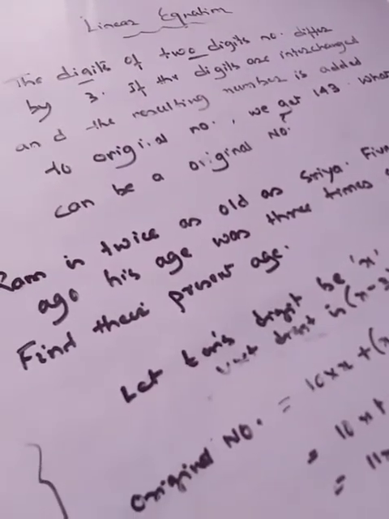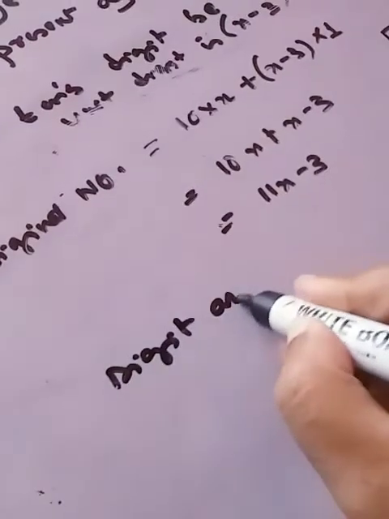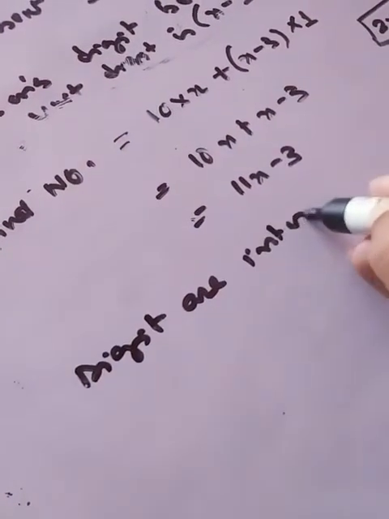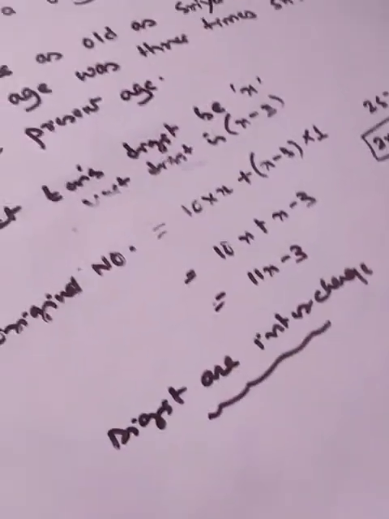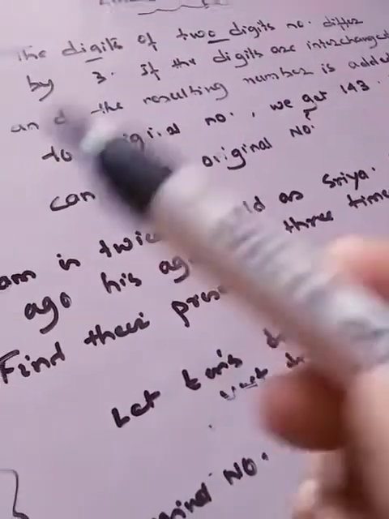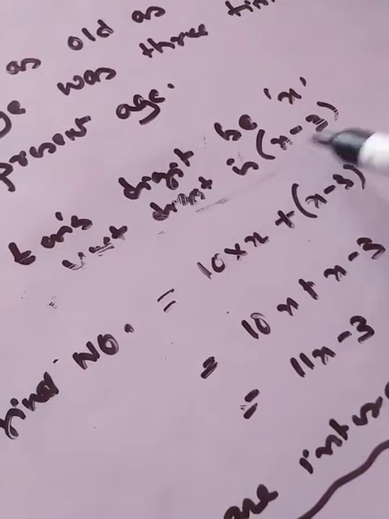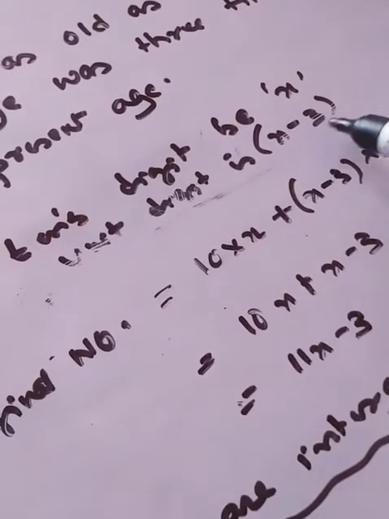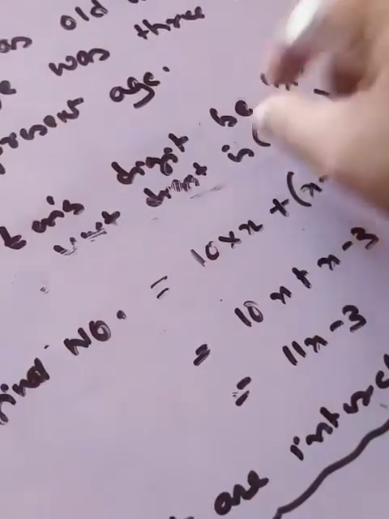If the digits are interchanged, now what is the meaning? Digits are interchanged. There are many levels actually, so you have to understand each and every level. If the digits are interchanged, what was in the units digit? x minus 3. Now x minus 3 will go to the tens digit and x will come to the units digit. This is called interchanging the digits.